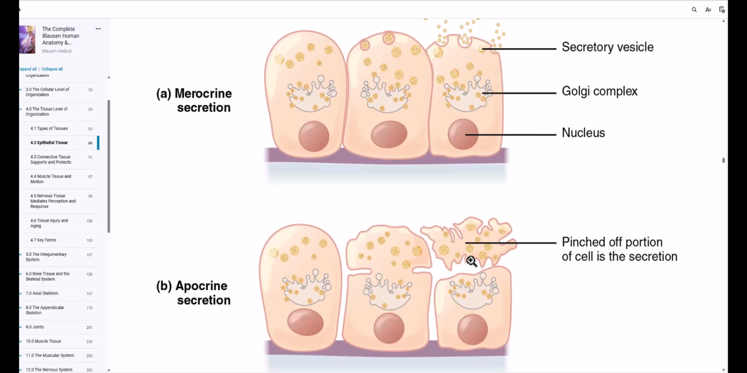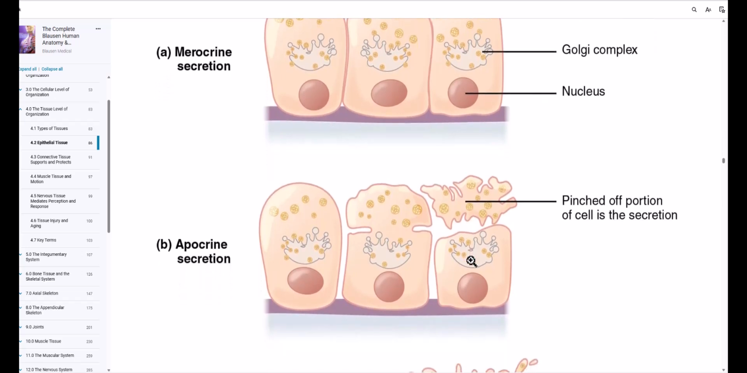Now, this is the way that breast milk is produced. Breast milk is produced through apocrine secretion. So a portion of the cell pinches off, those cells then regenerate that apical portion of the cell. We'll also see that your stinky sweat glands in your armpit also release sweat by apocrine secretion.